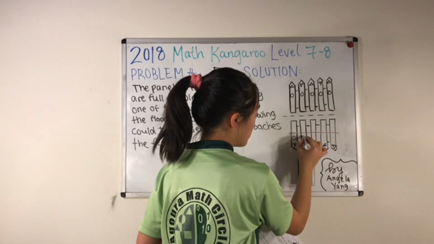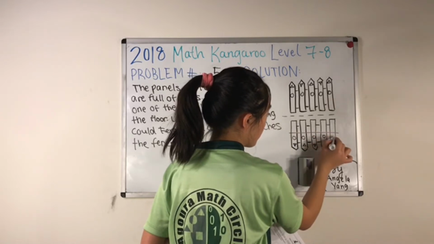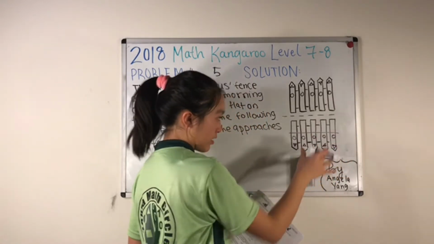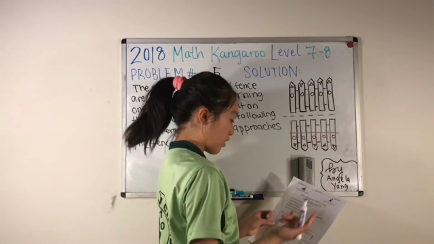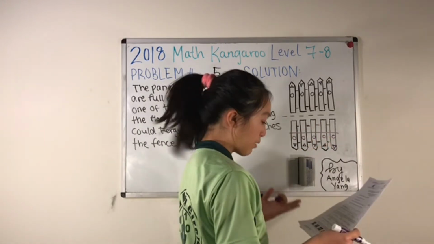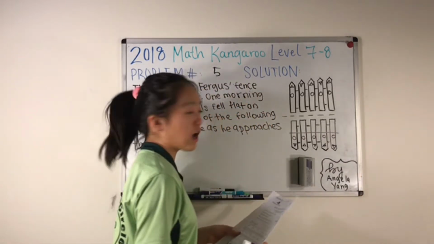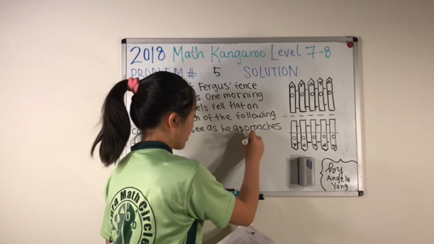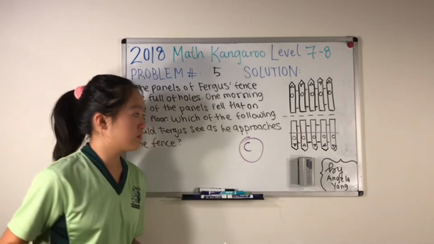So 1, 2, 3, 4, 5. So now it's in the lower area. And now we just compare this with all the different pictures given on the problem packet. And it matches the picture of letter C. So letter C is our answer.